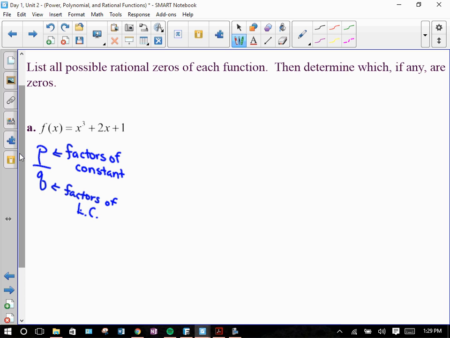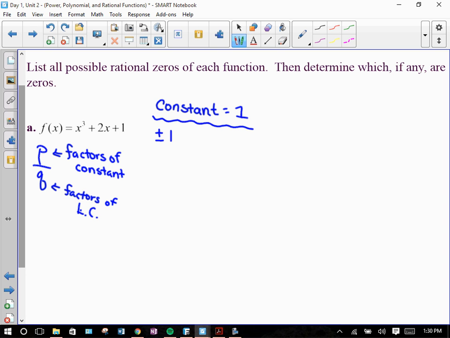So we want to actually find out what the rational zeros are. What zeros could this function have? To do that, we need to know the factors of the constant and the factors of the leading coefficient. So what is our constant term here? Our constant equals 1. So we need to find the factors of 1, which are 1 and negative 1. So I'm going to put plus or minus 1.